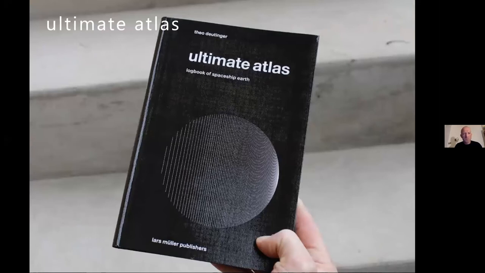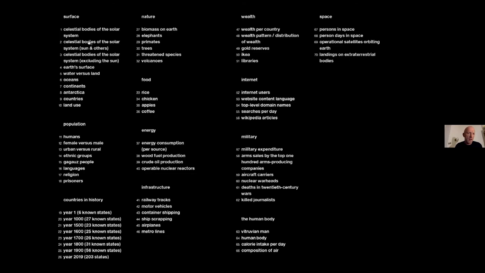One element, I just go quickly through the exhibition because we don't have so much time, is the ultimate atlas. That was actually the ultimate reason why I was invited to this exhibition: my recent book, an atlas about spaceship Earth, which shows Earth in a graphical binary code. It has all elements atlases have, so it talks about the surface, population, energy, military, wealth, nature, and so on. But everything is presented in binary code, in zeros and ones.